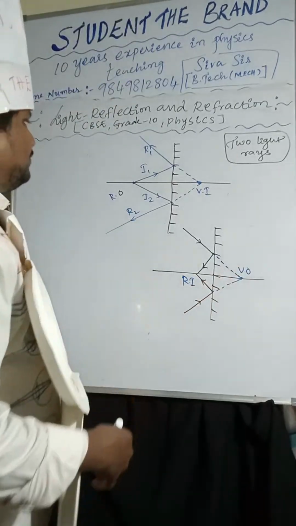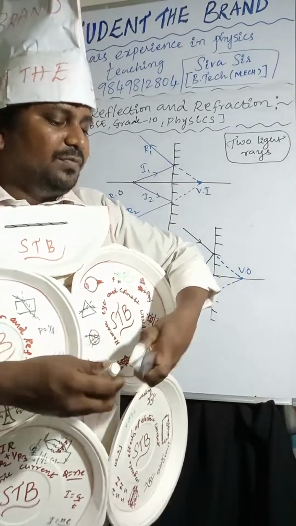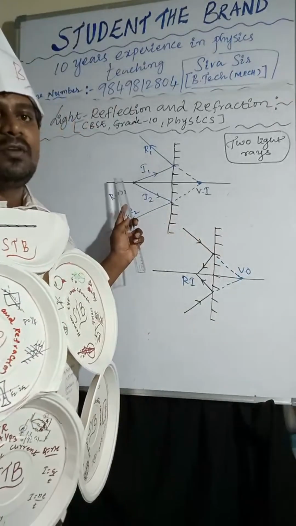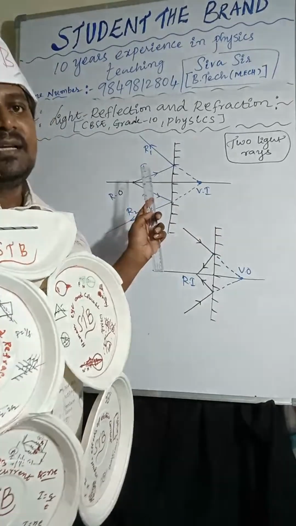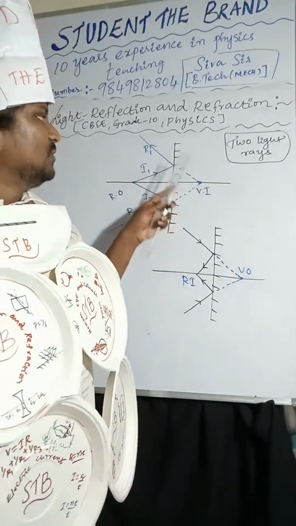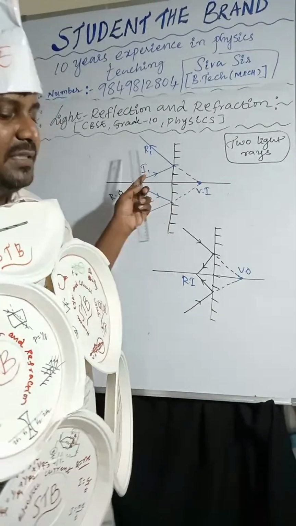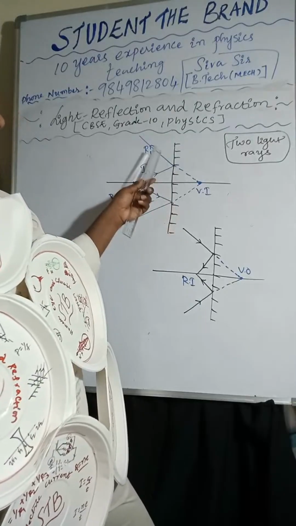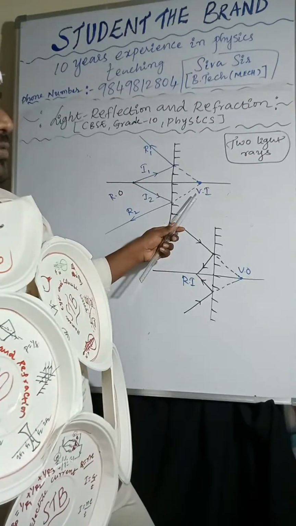Okay. So here you can observe this condition. From this point light rays are coming. After incidence, those light rays are reflected. If you extend these reflected light rays, those reflected light rays are meeting at one point. So this is a reflected ray. These reflected light rays are meeting at one point.